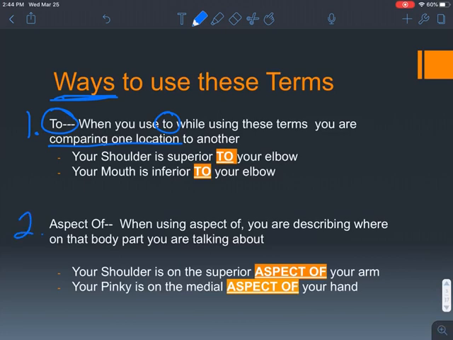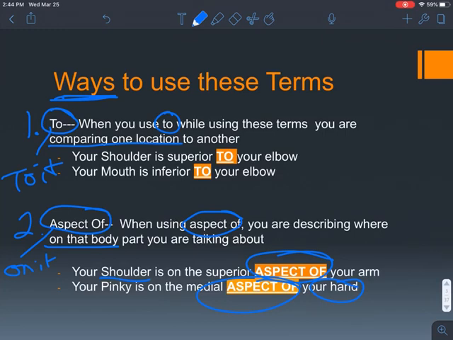The second way is "aspect of." When you use "aspect of," you're describing where on that body part you're talking about. Aspect of means it's on it. Your shoulder is on the superior aspect of your arm, so it's still on it. Your pinky is on the medial aspect of your hand, so it's on it. So "to" is off the structure, and "aspect of" is on it. We'll review that as we go.